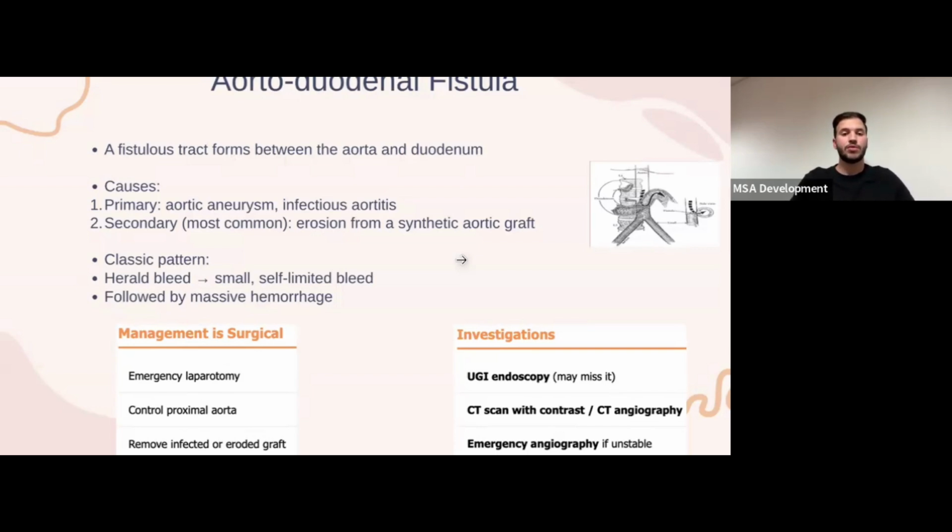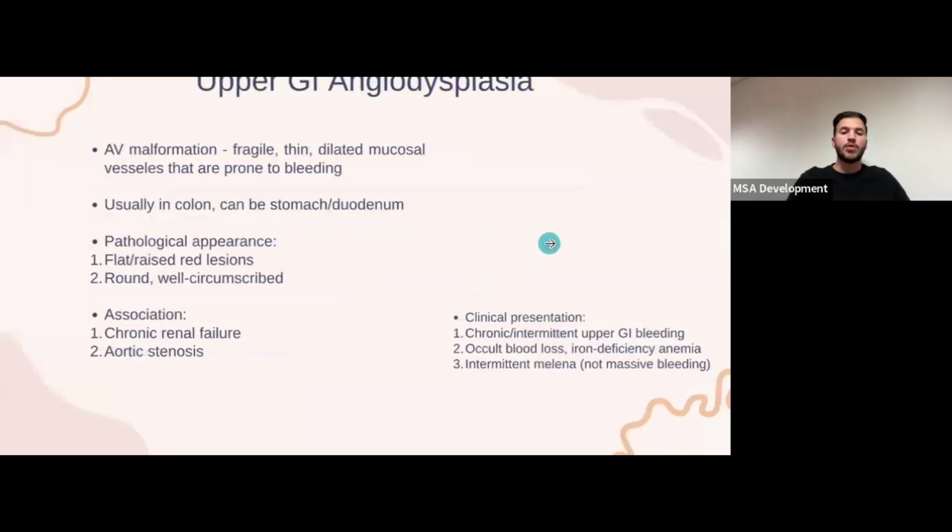So how do we investigate for the aortoduodenal fistula? First of all, we start with the upper GI endoscopy. Okay, this may miss it, so we make sure with the CT scan with contrast or CT angiography, or we can do emergency angiography.